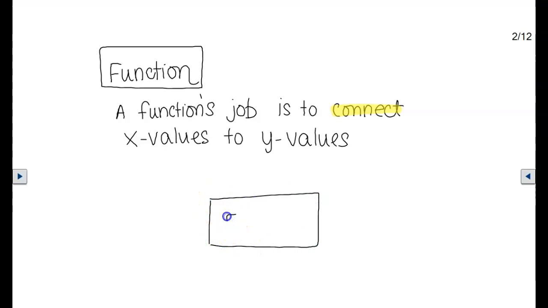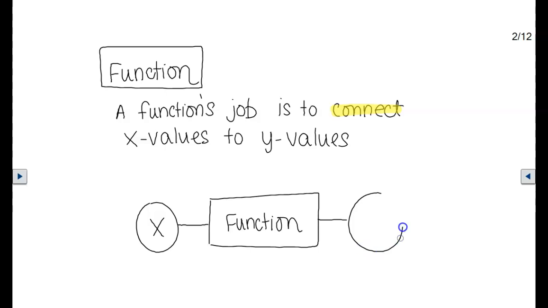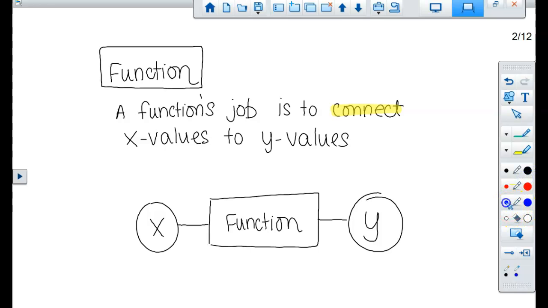If I draw this box to represent a function, just to give you a visual image of what's going on here, a function will take an x that you give it and connect that x to a y value that it determines. So this is how a function works. It takes an x value that you give it and then connects that x to a y value that it determines.